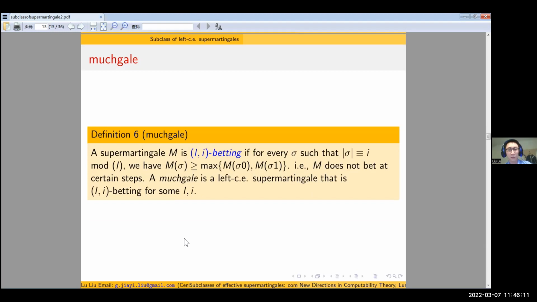The second one is considered by Muchnik. We call a supermartingale M to be (L,i)-betting if for every sigma... Roughly speaking, Muchnik means that a supermartingale does not bet on certain steps. For an (L,i)-betting supermartingale, it means that it does not bet on sigma such that the length of sigma equals i modulo L. And a Muchnik supermartingale is simply a left-c.e. supermartingale that is (L,i)-betting for some L and i.